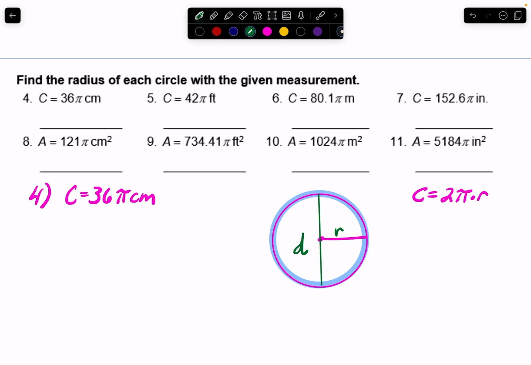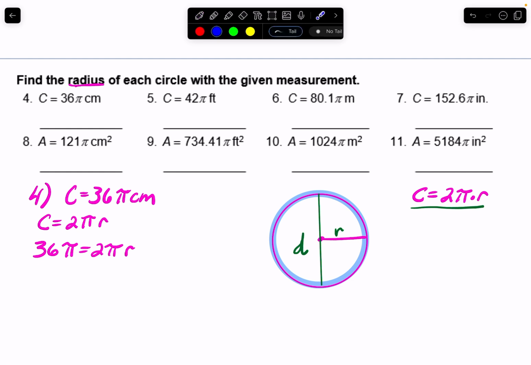So we're going to use our formula right here. Circumference equals 2 pi r. So we're going to use circumference equals 2 pi r. We're going to plug in what we know. C is 36 pi. So we're going to take out this c and we're going to put in 36 pi. So I have 36 pi equals 2 pi r.